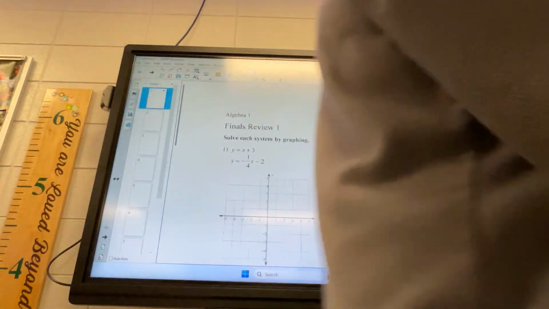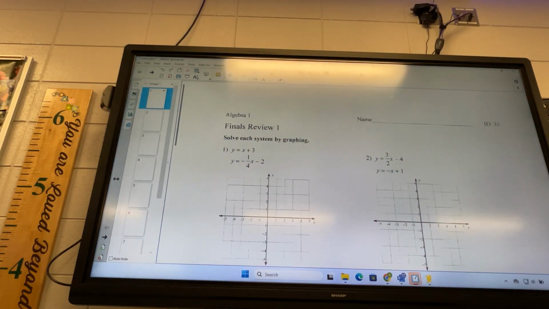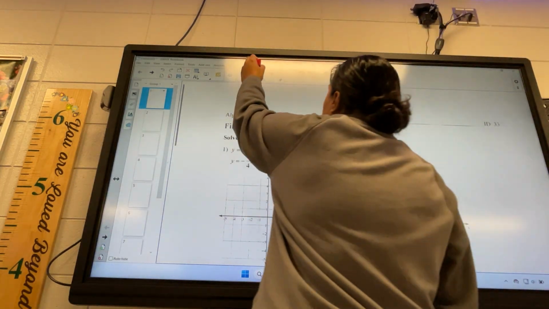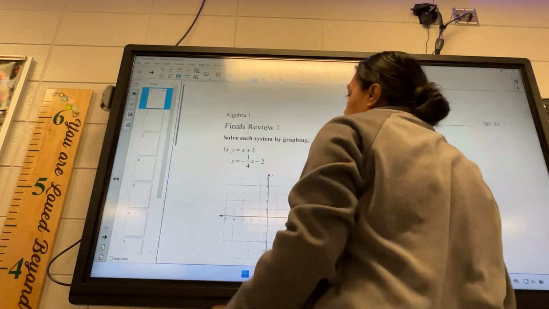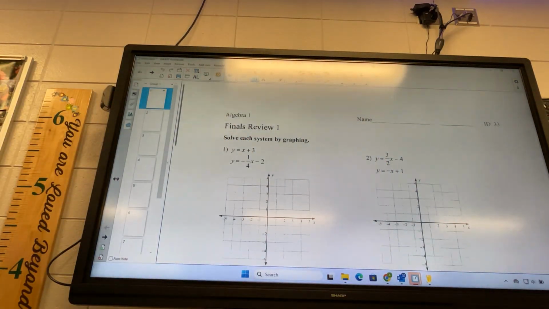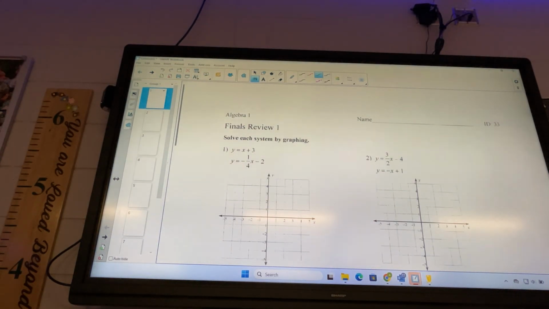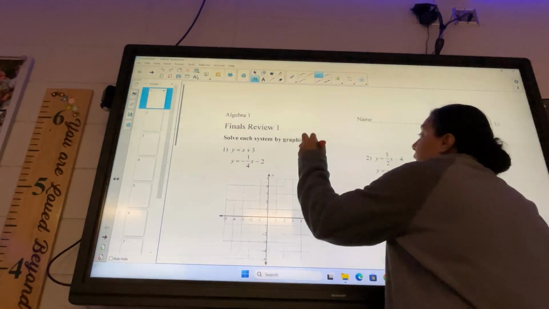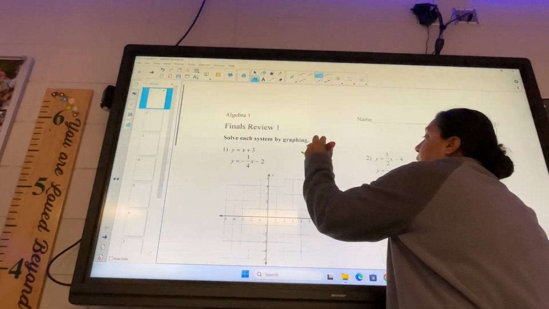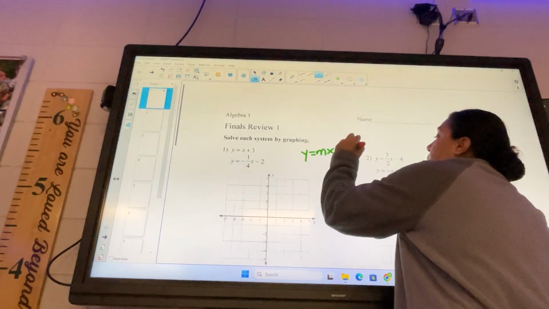Okay, the very first one says solve by graphing. Okay, so which part do we graph first? Does anybody remember? Which part do we graph first? So we're going to graph the y equals x plus 3 first, but out of the x and the 3, which part do you graph first? The 3, okay? So when we're graphing these, we kind of graph in this form, y equals mx plus b.